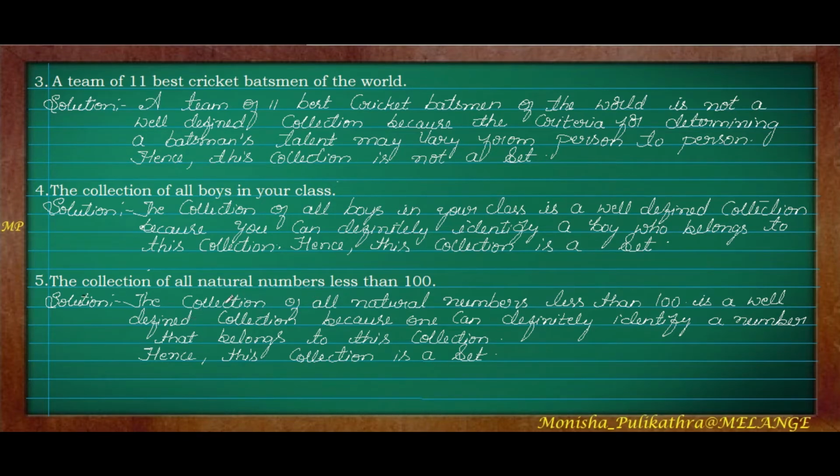So I will read out the solution. The collection of all natural numbers less than 100 is a well-defined collection, because one can definitely identify a number that belongs to this collection. From 1 to 99 you can easily identify. Hence this collection is a set. I hope you understood this. Which type of statement you have to include in a set and which type of statement you have to exclude from a set. Okay. Let us move on to the next question.